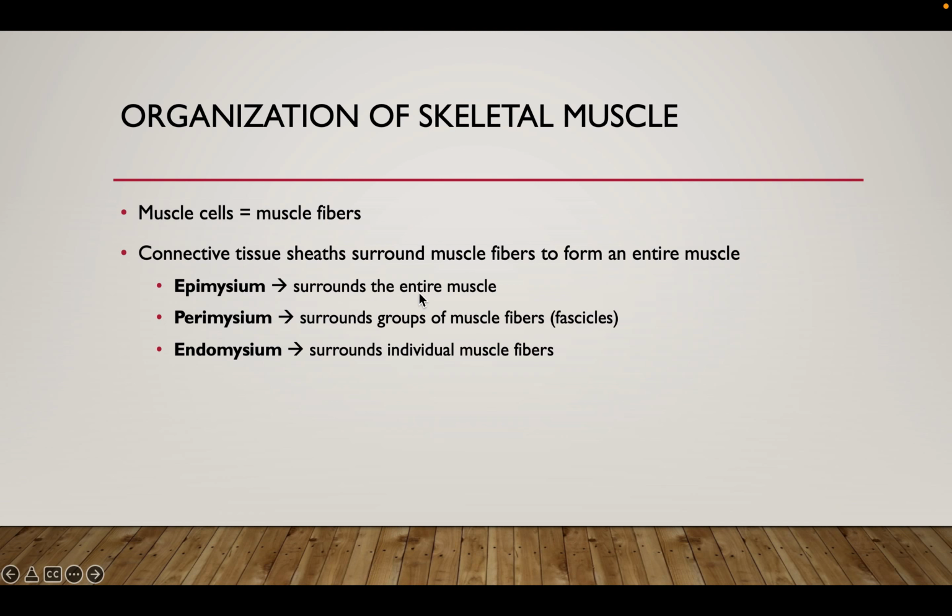So around our whole muscle, we have an epimysium layer. Around individual groups or fascicles of fibers, we have the perimysium, and then endo around an individual fiber. You can remember these by looking at the prefix. Epi means on top. Peri refers to something being around or surrounding a group of muscle fibers. And endo refers to the innermost, deepest layer that surrounds individual fibers.